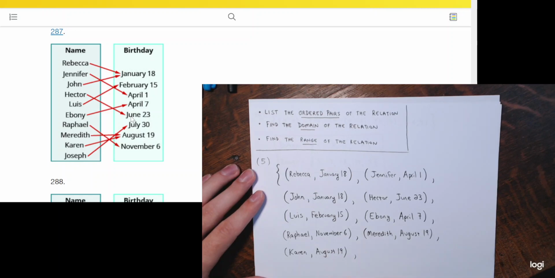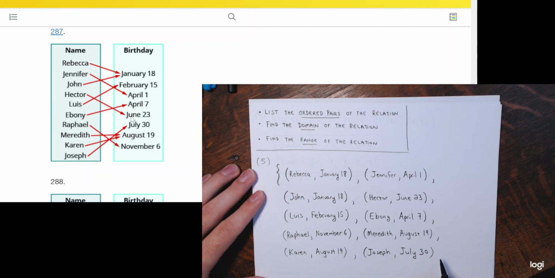parentheses, close parentheses, and another comma. And then the final ordered pair, the final arrow I'm seeing on this diagram, is Joseph has a July 30th birthday. Right, so the final ordered pair in this relation is Joseph, comma, and then the birthday that it's related to is July 30th.